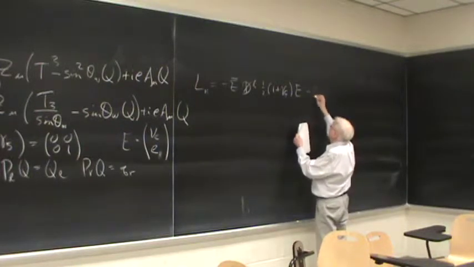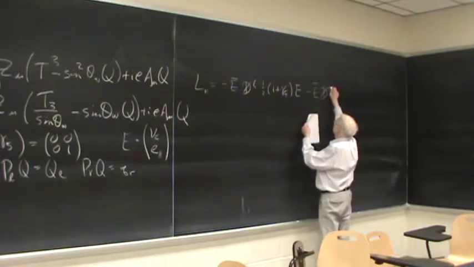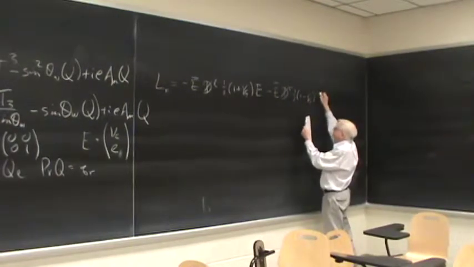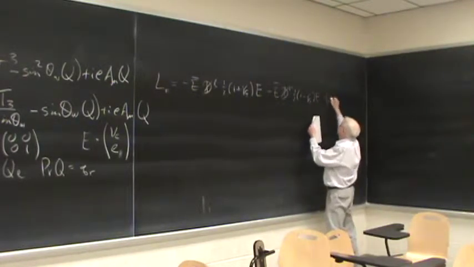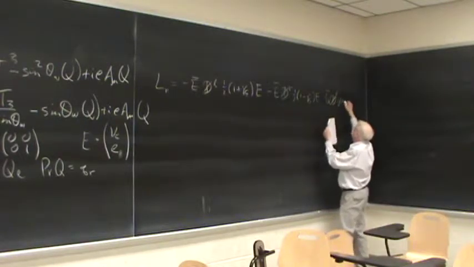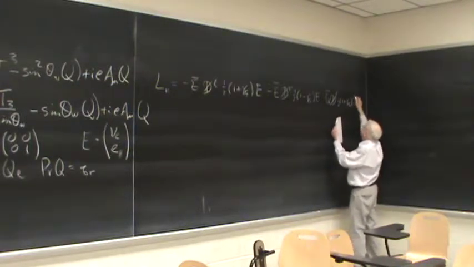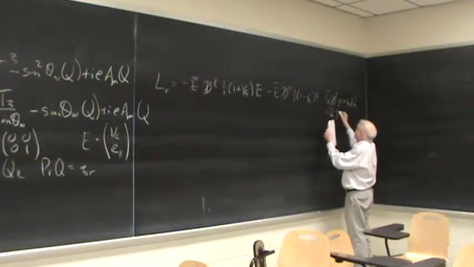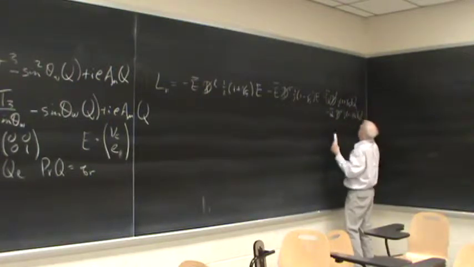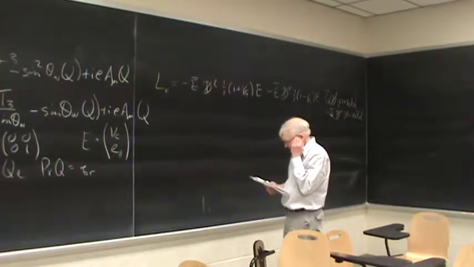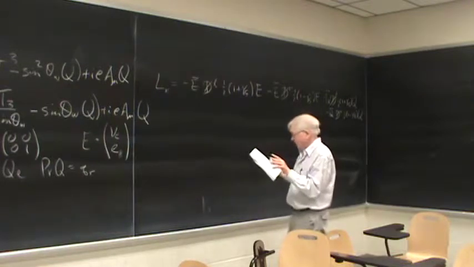But then what we have is minus E bar D slash right, 1/2 (1 minus gamma 5), E, minus Q bar D slash left, 1/2 (1 plus gamma 5), Q, and then minus Q bar D slash right, 1/2 (1 minus gamma 5), Q. Okay. And of course, we can factor out the overall 1/2 if we want.